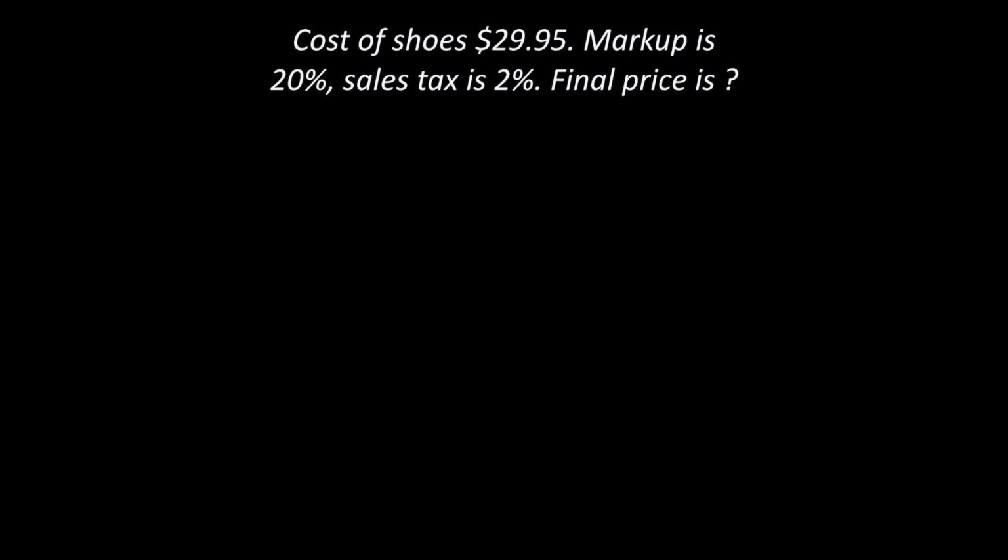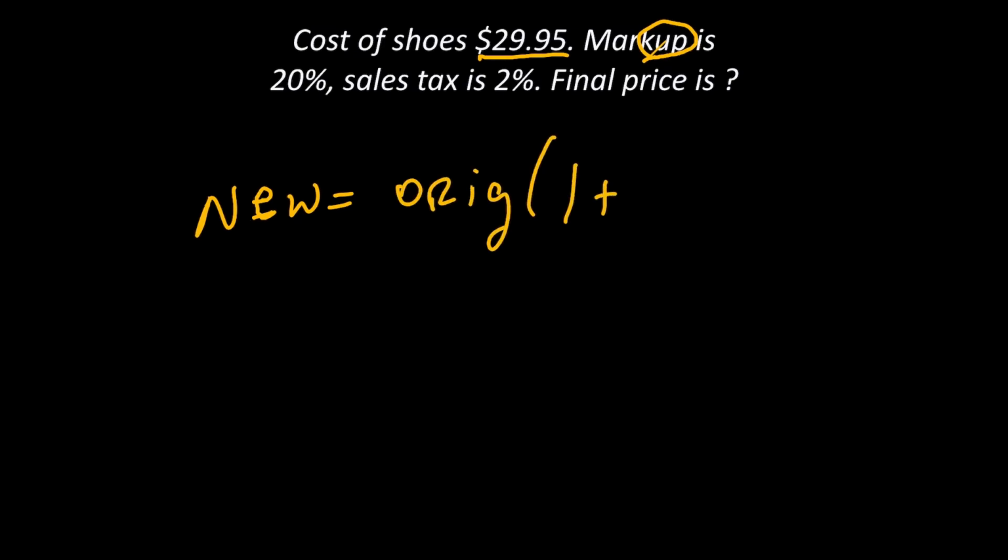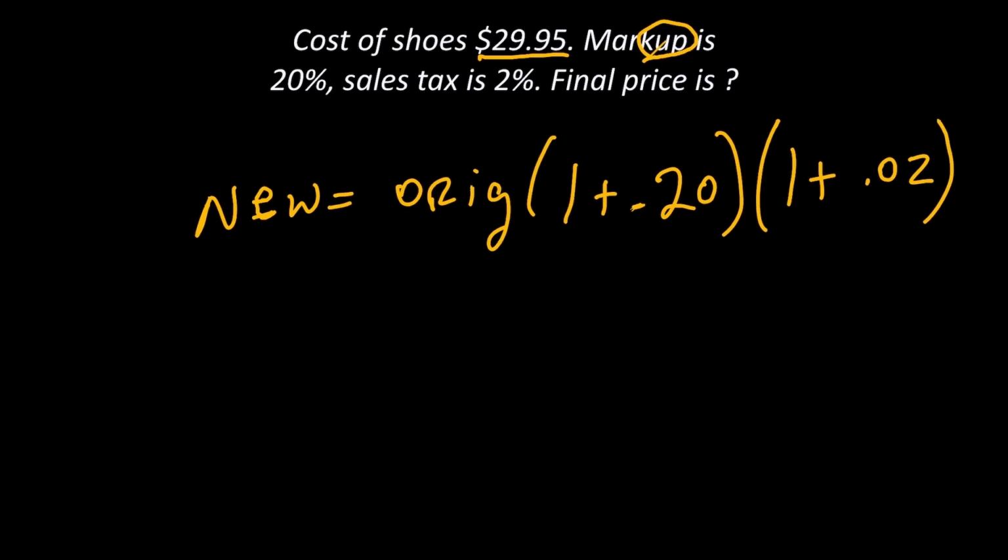Okay, here's a two-step problem. We have an original price of $29.95. We have a markup. Okay, let's do this as we go. New is going to equal original. For the markup, we're going to do 1 plus 0.20. And for the sales tax, we're going to do an up again of 0.02. Again, ladies and gentlemen, do not combine these percentages and do it in one step with 22% markup. That's not how it works. You have to do it as I've outlined.